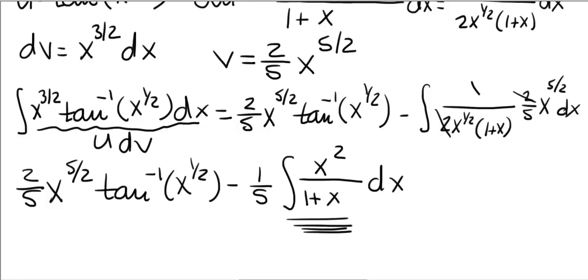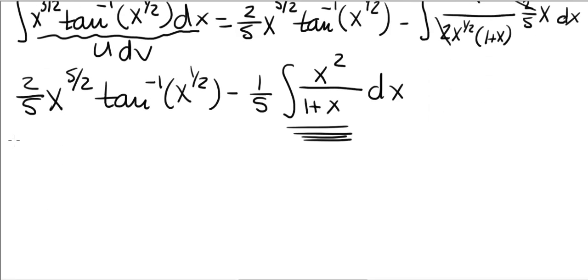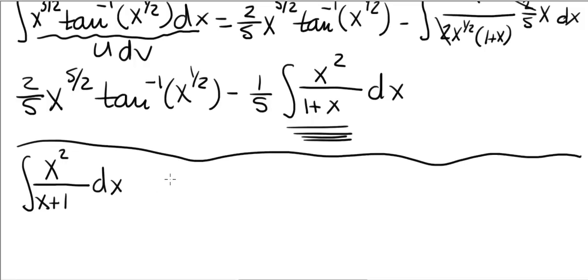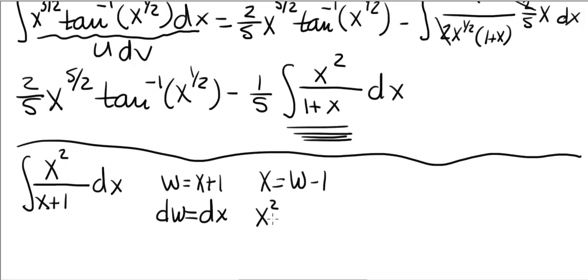I'm going to leave off the coefficient 1/5, evaluate the integral, and then come back and multiply the answer by 1/5. So we want to evaluate now the integral of x squared divided by x plus 1 dx. We'll do that by substitution. Let w be x plus 1. dw is dx. x equals w minus 1. x squared equals w minus 1 squared, or w squared minus 2w plus 1.